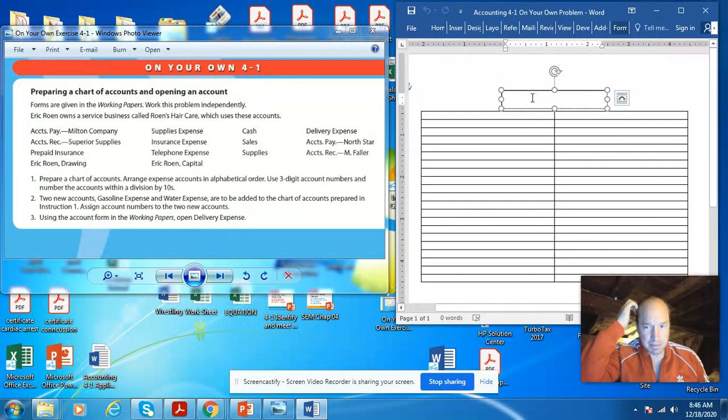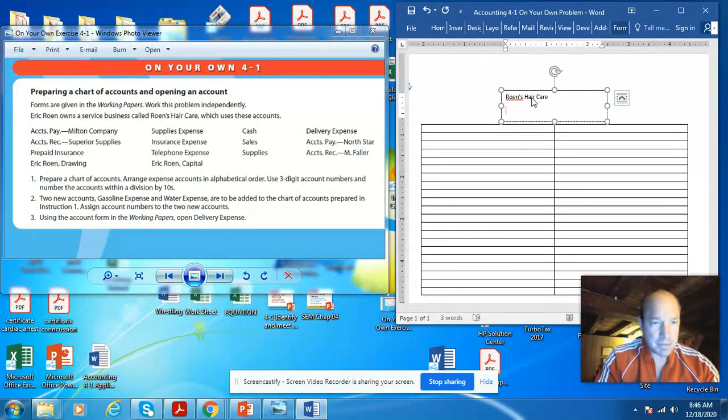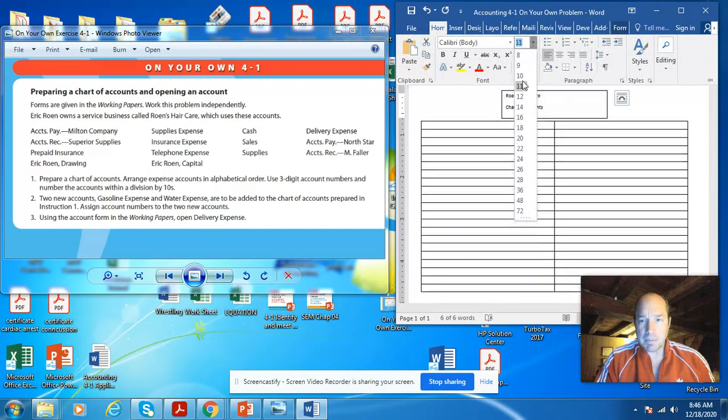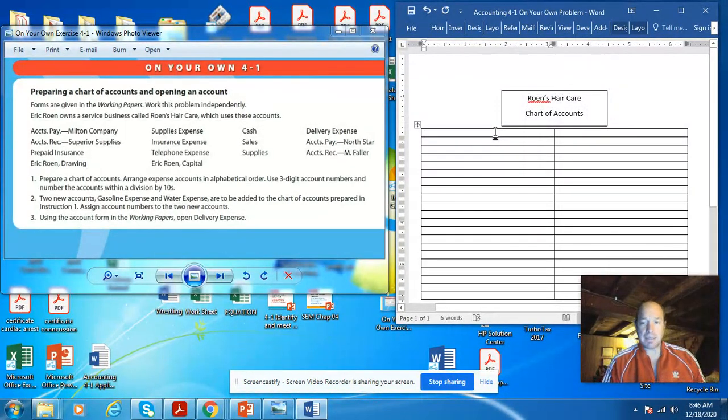First things first, let's title the chart of accounts. It's called Roen's Hair Care, and it's called chart of accounts. Now on the left side of the chart of accounts, we're going to put the balance sheet accounts first. And on the right side, we're going to put the income statement accounts.